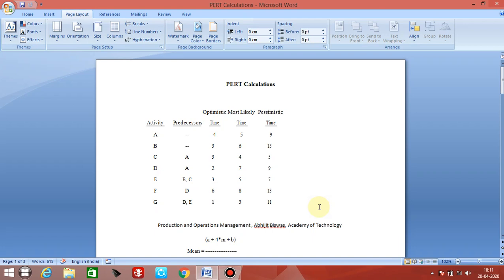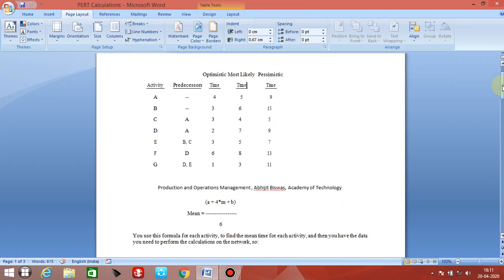In the last class, we learned about PERT. Today we will go with an example of PERT calculation. In the last class, I said there are three types of time: optimistic time, most likely time, and the pessimistic time. So this we have already defined in the last class. There are three time concepts in PERT.